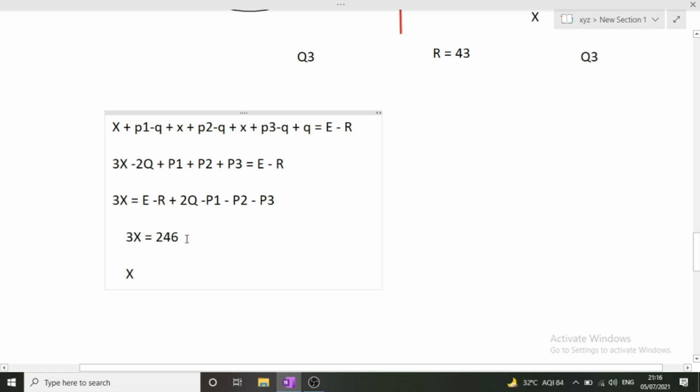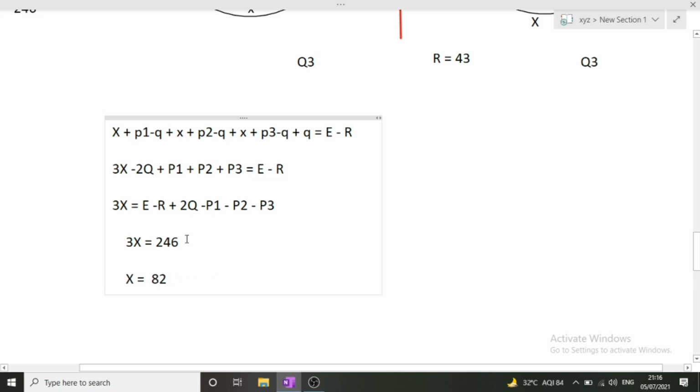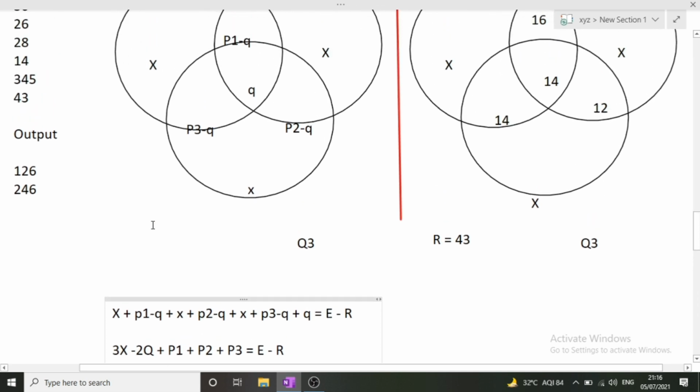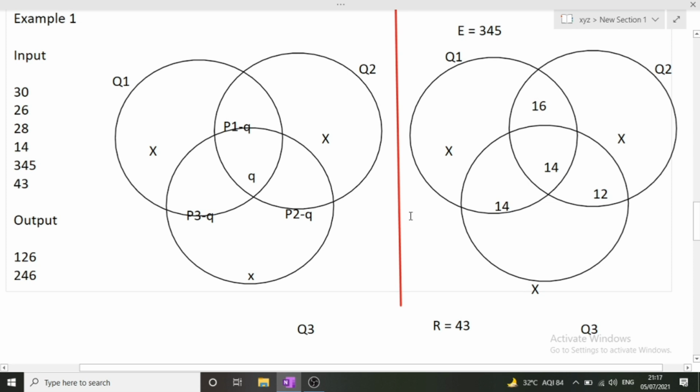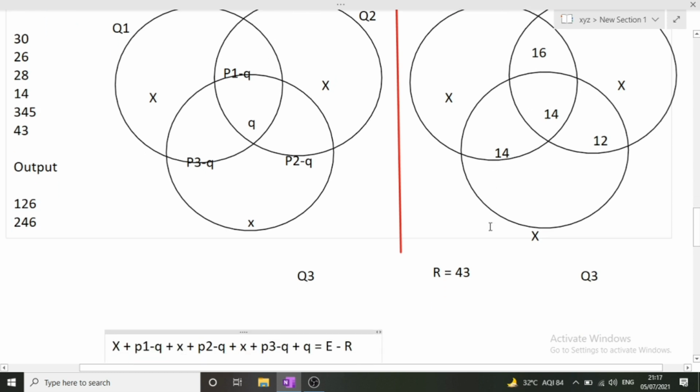Now let's find the value of x from this particular equation. X will be equivalent to 246 divided by 3, which is 82. So now our x value is 82. Now we have to find the answer of the first part, that is the number of candidates who have solved only the first question. That will be x plus 16 plus 14 plus 14. What was the value of x? 82.